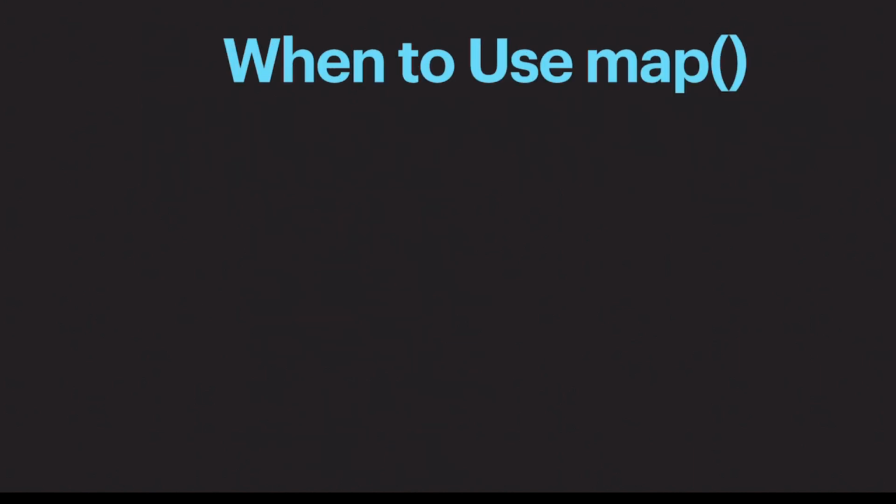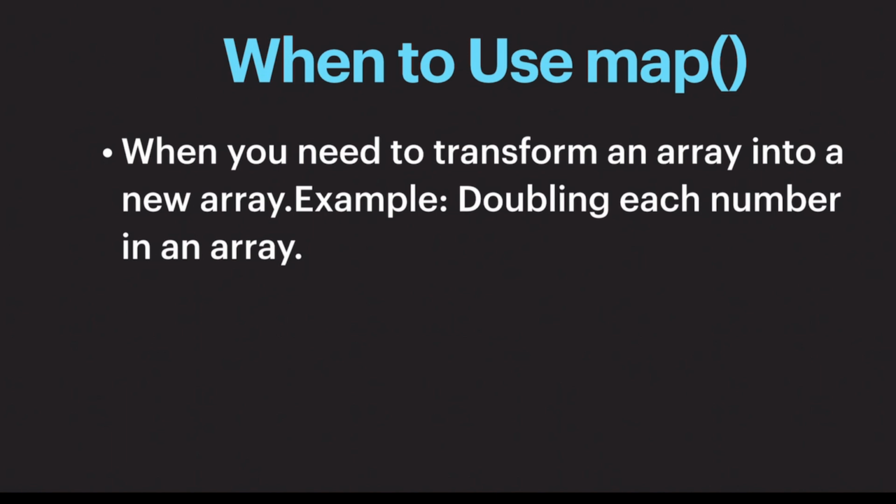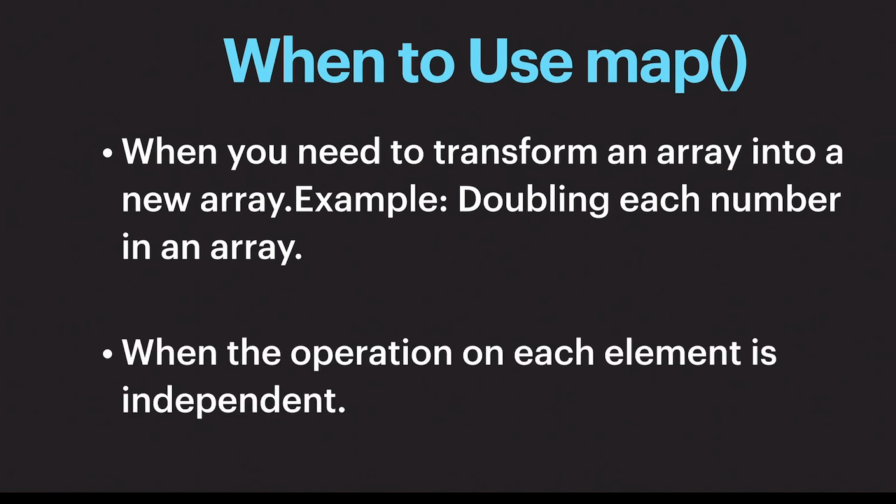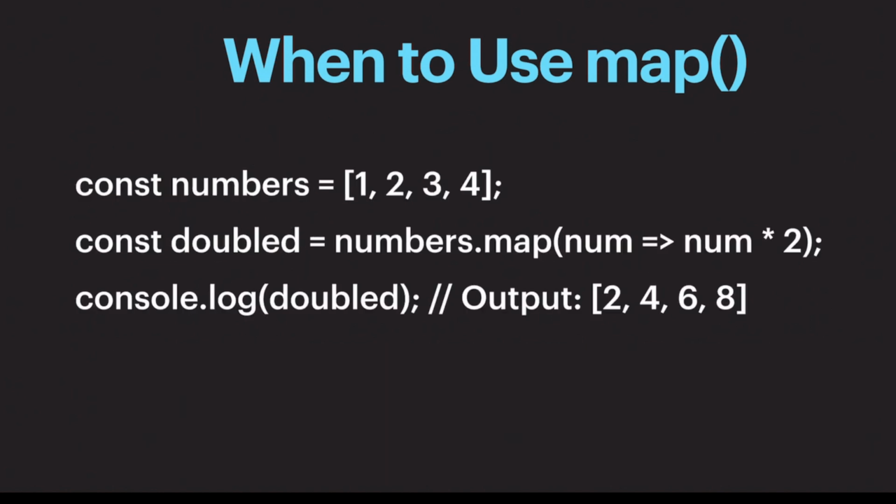The next question is when we should use map. You should use map when you need to transform an array into a new array. For example, if you want to double each number in an array, or perform any other action, you should use map. When you want to perform an operation on each element independently, you should use the map function.